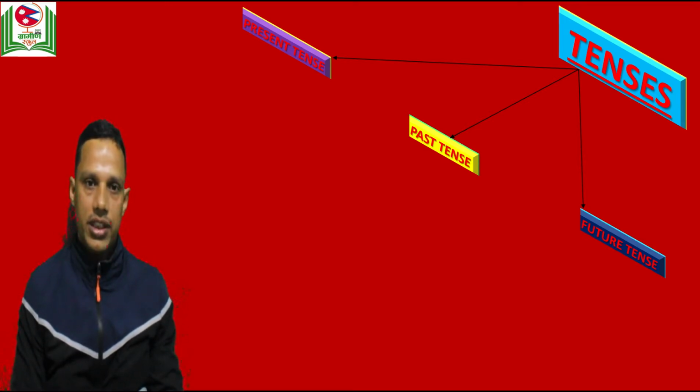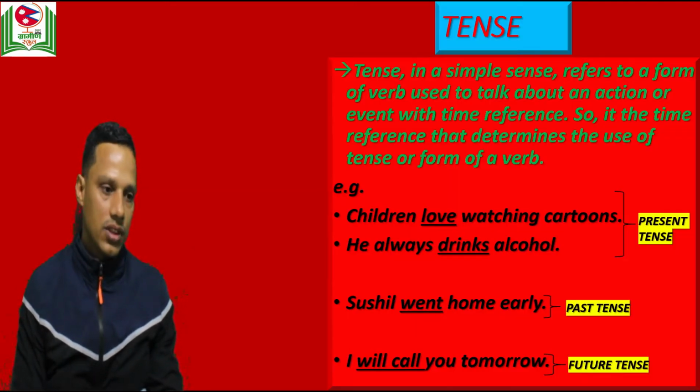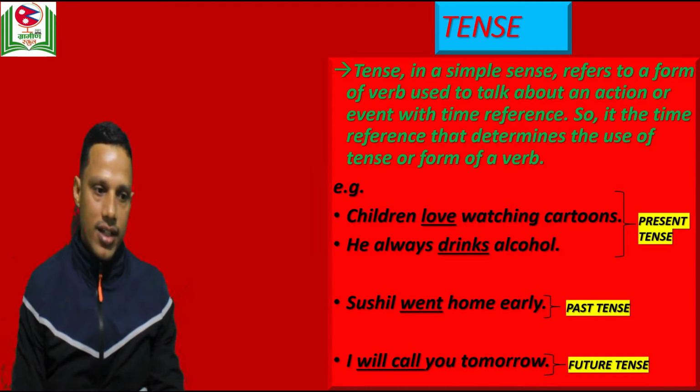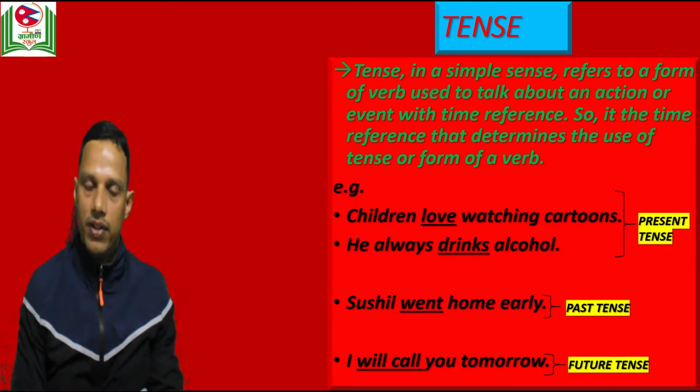Before we talk about tense in detail, first of all we'll have the basic concept about tense, what tense actually is, and then we'll move on to discussing more about tense. Let's see first what tense is. Tense in simple sense refers to a form of verb used to talk about an action or event with time reference. So, it is the time reference that determines the use of tense or a form of verb.